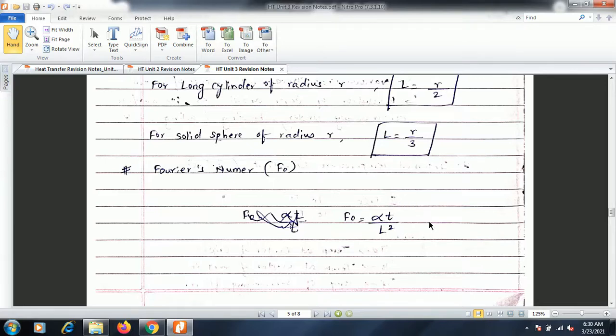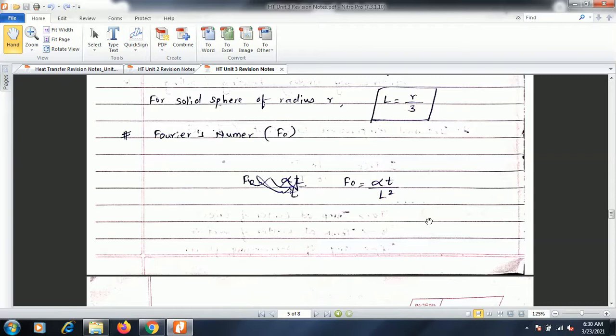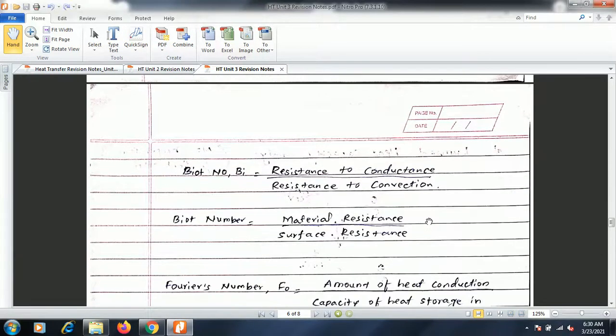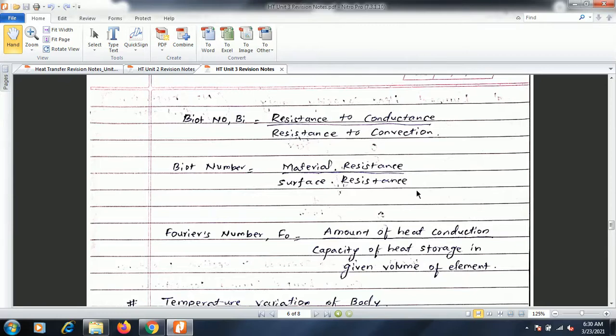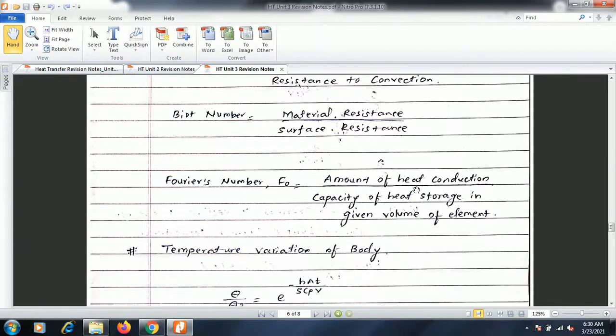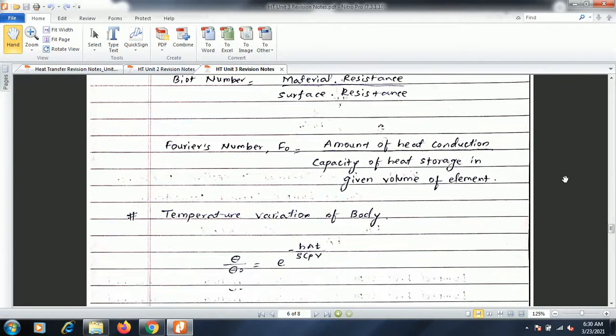The next dimensionless term is the Fourier number. It is given by alpha t divided by L square. It takes care of the thermal diffusivity and tells us how much heat energy is being stored, or how the heat is going to be propagated. So the Biot number is basically the ratio of resistance to conduction to the resistance to convection. In other words, it is the ratio of material resistance to surface resistance, while the Fourier number is the ratio of the amount of heat conduction to the capacity of heat storage in a given volume of an element.